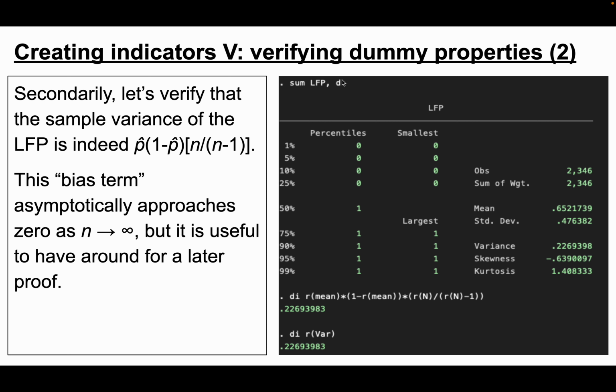So we summarize the labor force participation variable with the detail option. It prints the variance here, and then we can see if we say display the mean times 1 minus the mean times the sample size over the sample size minus 1. This is exactly the same thing. There's actually no difference. And I'll even show a little bonus here.